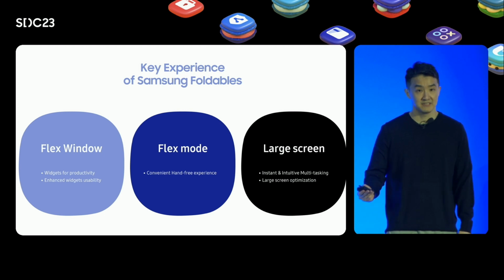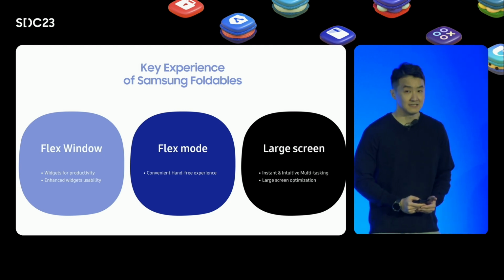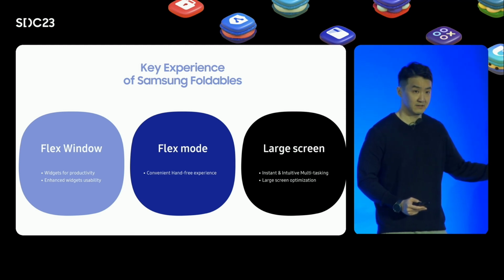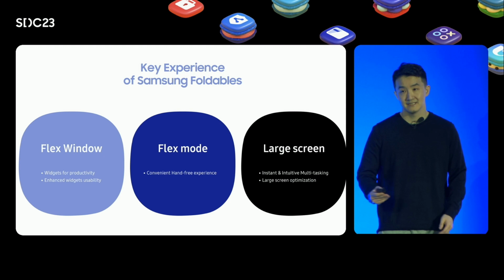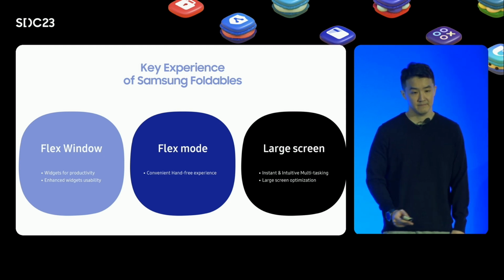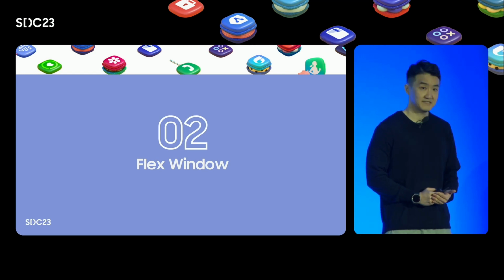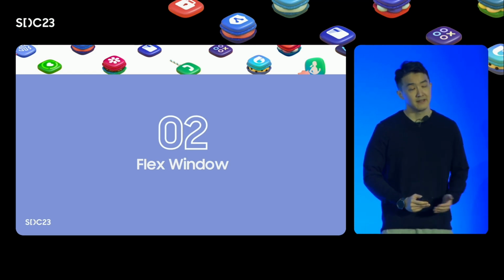To help developers understand more about Samsung Foldables, I'd like to introduce three key experiences depending on the folding status. These are flex window, flex mode, and large screen. So let's take a look at each item. The first is flex window that can be experienced in a folded state.